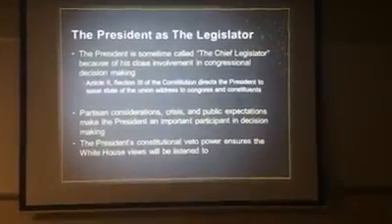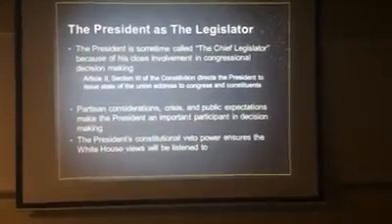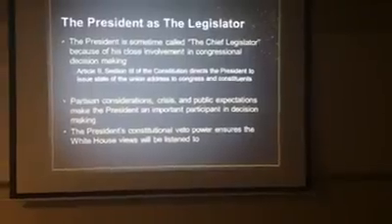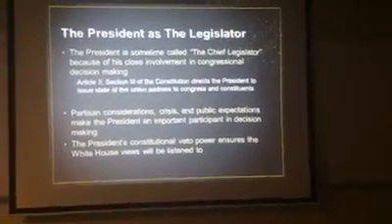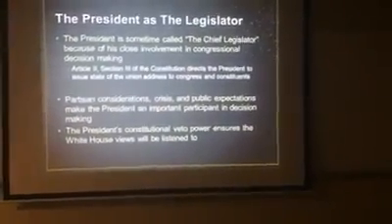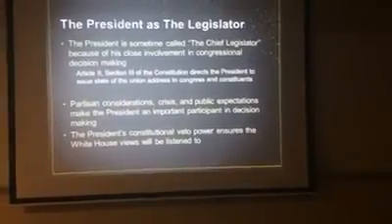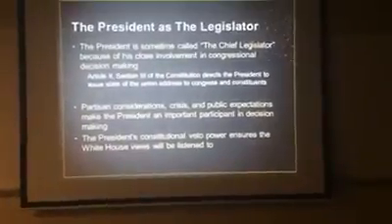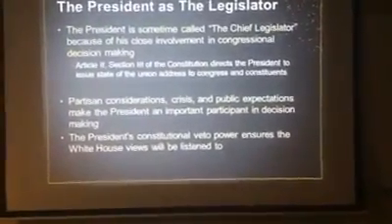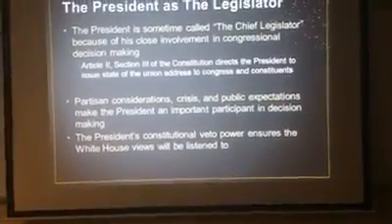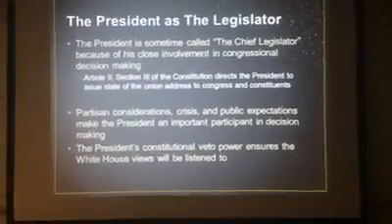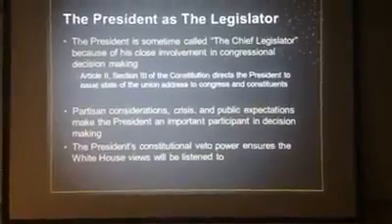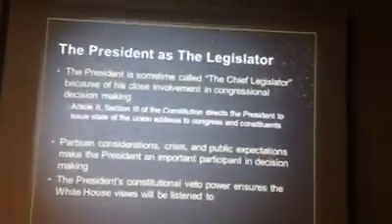The president and the legislator. The president sometimes is called the chief legislator because of his close involvement in congressional decision making. That can be found in Article 1, Section 3 of the Constitution. Partisan consideration, crisis, and public expectations make the president an important participant in decision making. The president's constitutional veto power also ensures the White House views will be listened to in Congress.